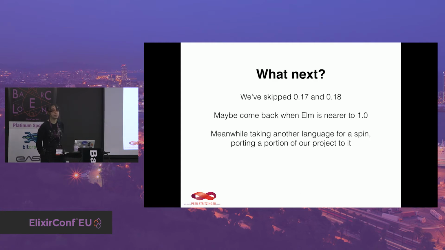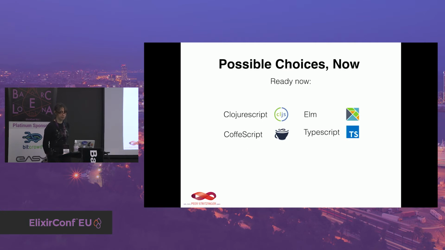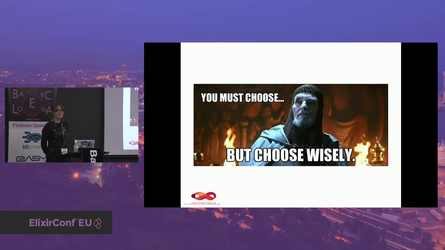So what next? We skipped 0.17, 0.18, we probably skipped 0.19. We probably come back when Elm is nearer to 1.0. And so meanwhile, we're taking another language for a spin. And now there are a bunch more options. There is Reason, there is PureScript, there is Fable. They're breeding like rabbits. More and more.